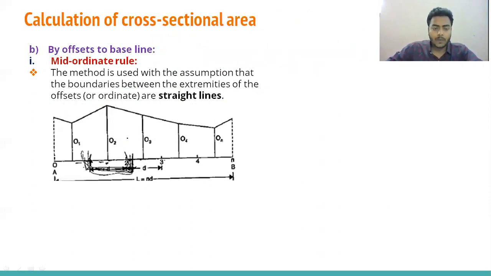So what we do, once we have divided the whole baseline into n number of divisions, the whole baseline length is n into D, right? So the whole length of the baseline is nD or L, we can say. Every division, like we have divided like this and like this, at the midpoint of the division, we take the ordinate and give it a name. Suppose this one is O1.